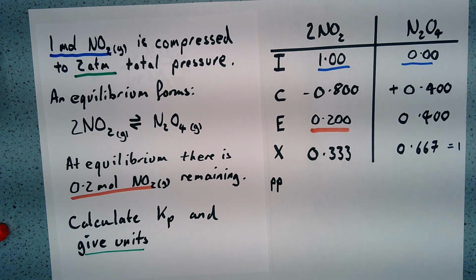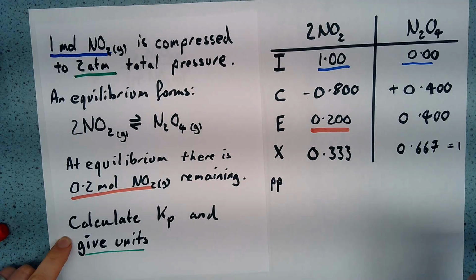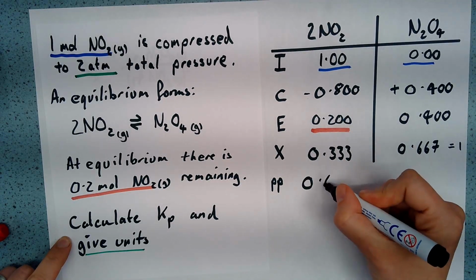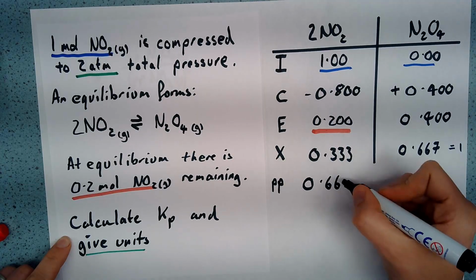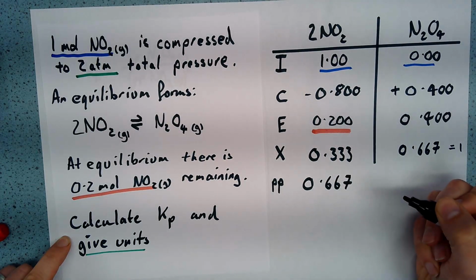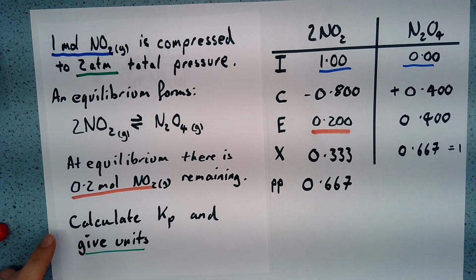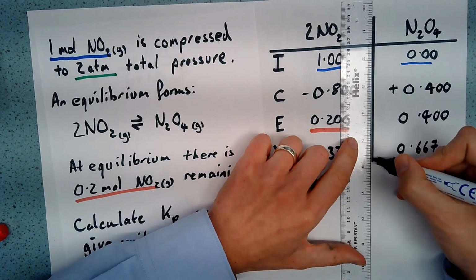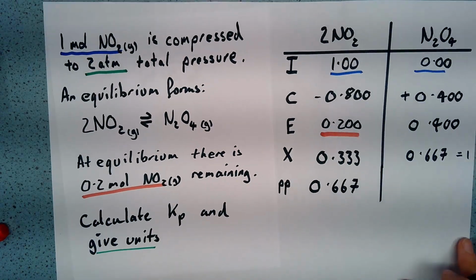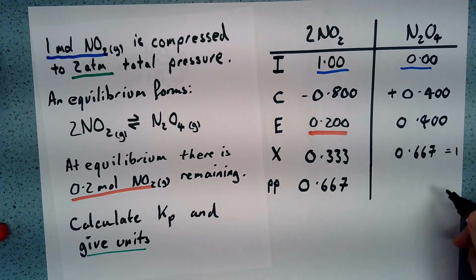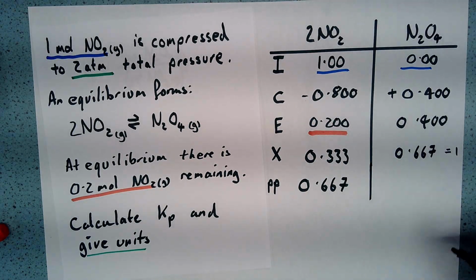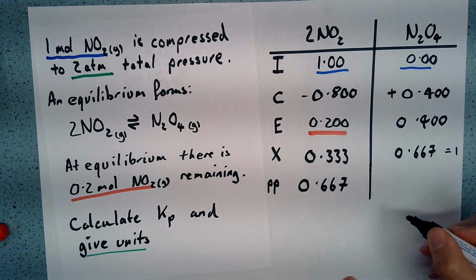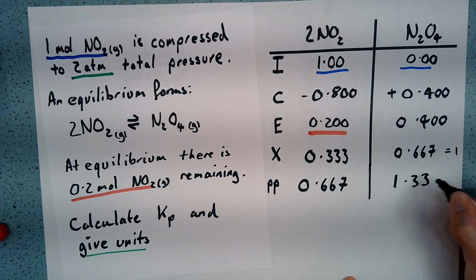So 2 atmospheres of pressure, a third of it is made up of NO2, and so 0.333 multiplied by 2 gives us 0.66. Now, because this was exactly a third, I've left it in my calculator and I've times that by 2. That comes out as 0.667. Okay, but when I'm writing the table out, I'm going to round to 3 significant figures whenever I write something down. So in the other column, we've got 0.667 as the mole fraction. We're going to multiply that by 2 as well, and we get 1.33.